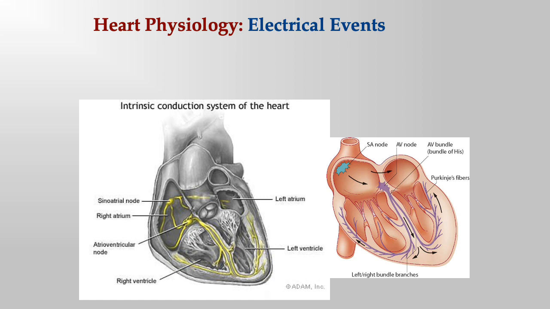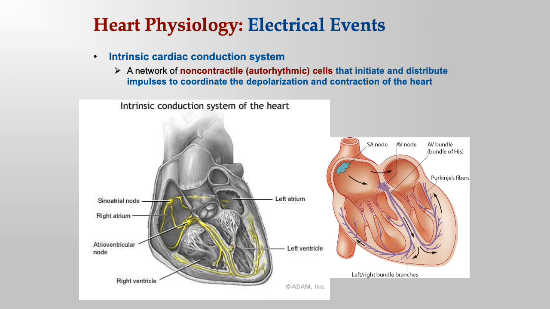So the electrical events in the heart has, as we've talked about, its own built-in electrical system. Let's take a look. So it has an intrinsic contraction system, or a network of non-contractile autorhythmic cells that initiate and distribute impulses to coordinate the depolarization and contraction of the heart. So we're done now looking at the heart muscle cells. We're now going to look at those autorhythmic cells, at those pacemakers.